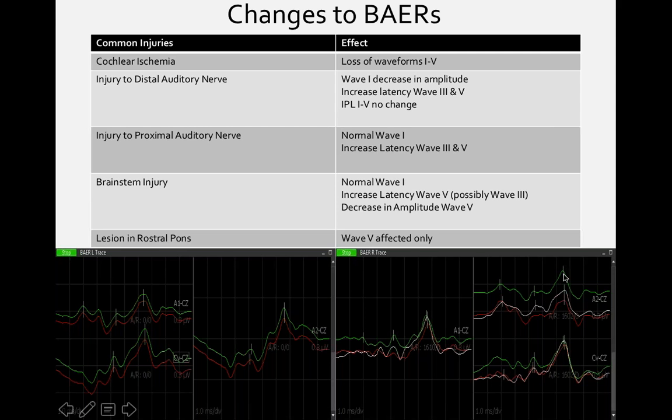And then if we have a lesion in the rostral pons, so the part of the brain where wave 5 is being generated, that's the only one that's going to be affected. Everything before that is normal. So wave 1, wave 3, the interpeak latencies between 1 and 3, those are all normal. And wave 5 is going to be affected.